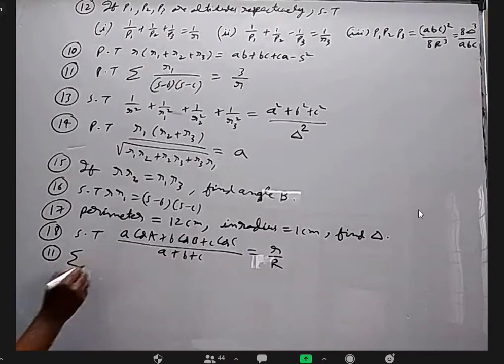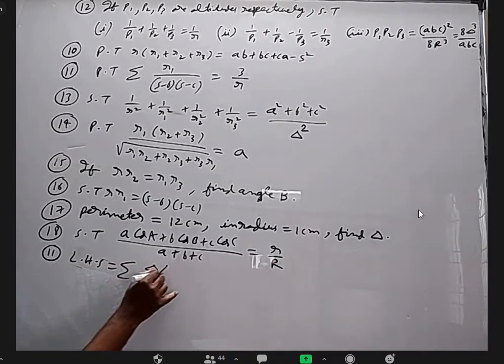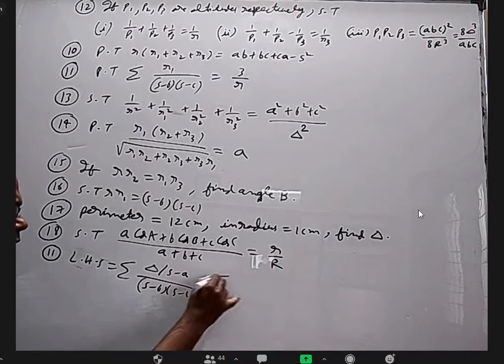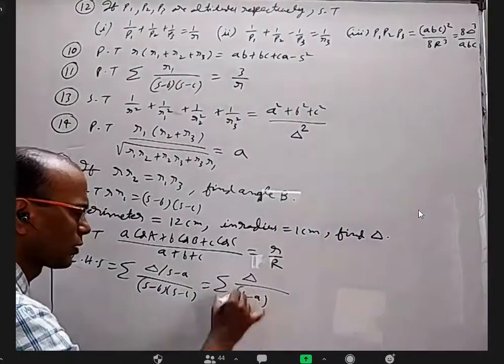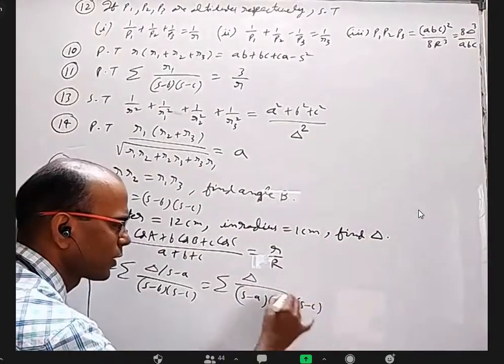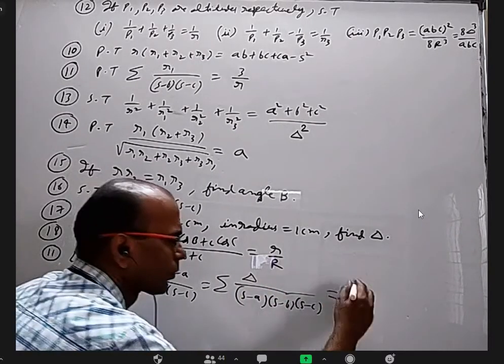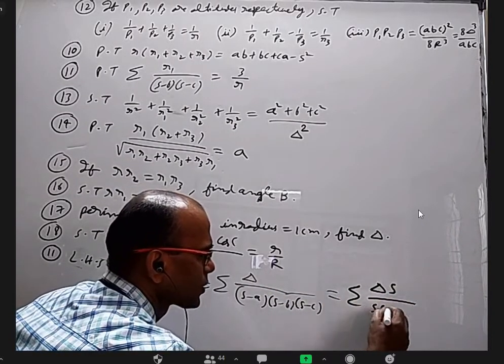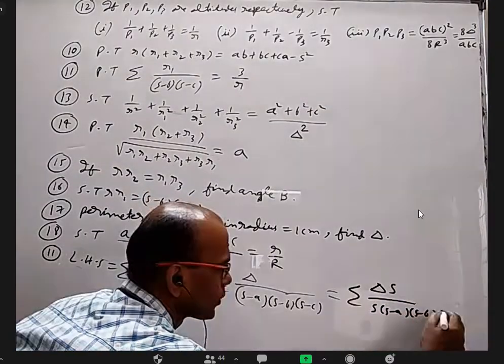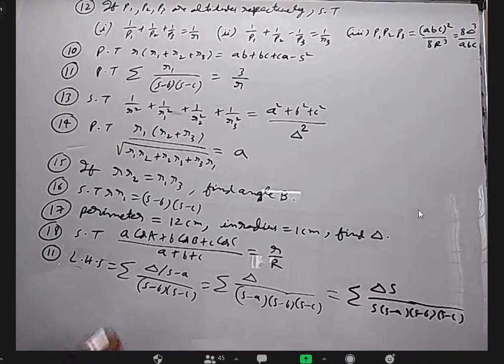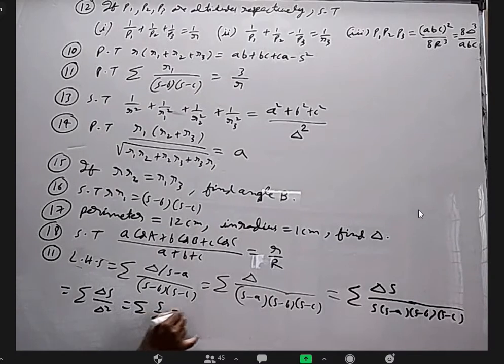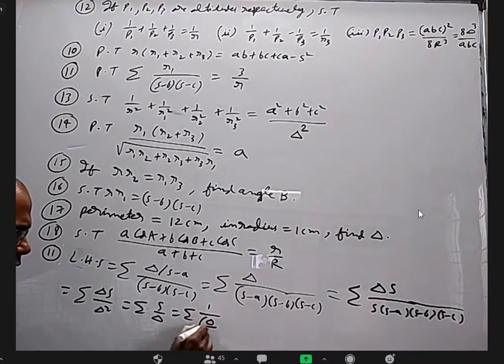Okay, 11 sigma, that R1 you can write as delta by S minus A, that is delta by S minus A into S minus B into S minus C. I can multiply one S here, one S here. It will be delta S by S into S minus A into S minus B into S minus C, that is delta square. Sigma delta S by delta square, which is sigma S by delta, which is 1 by delta by S, which is 1 by R.